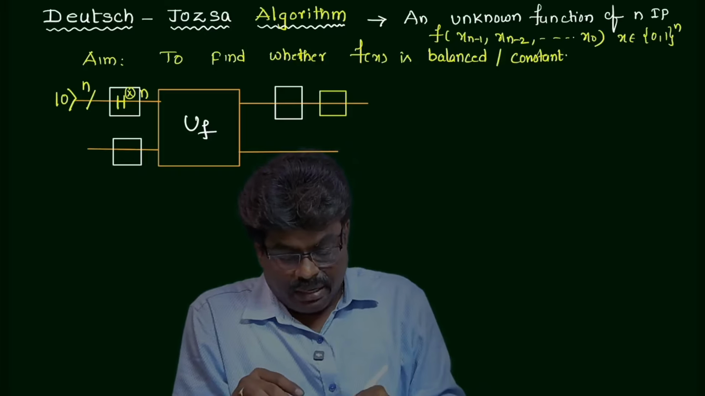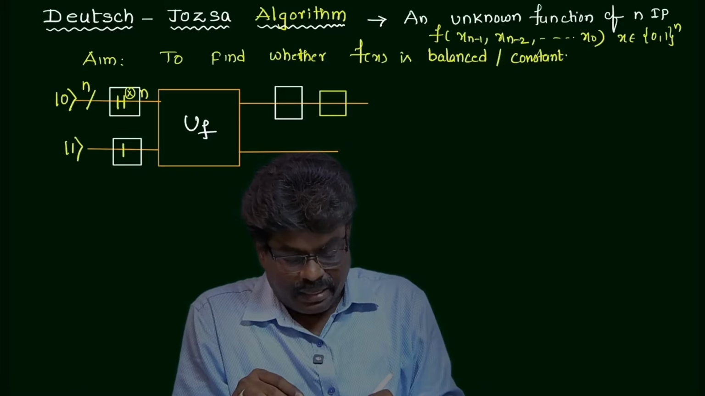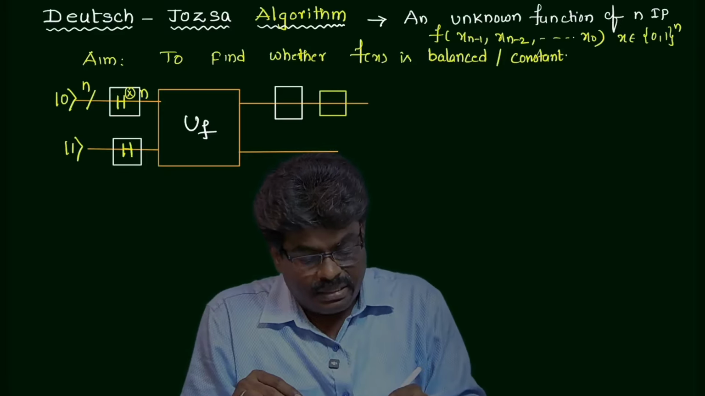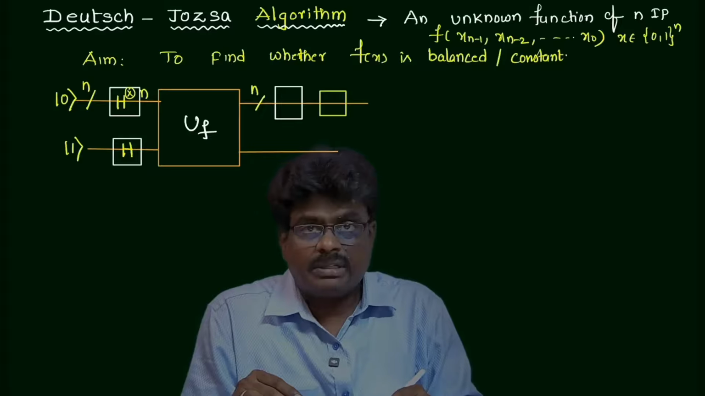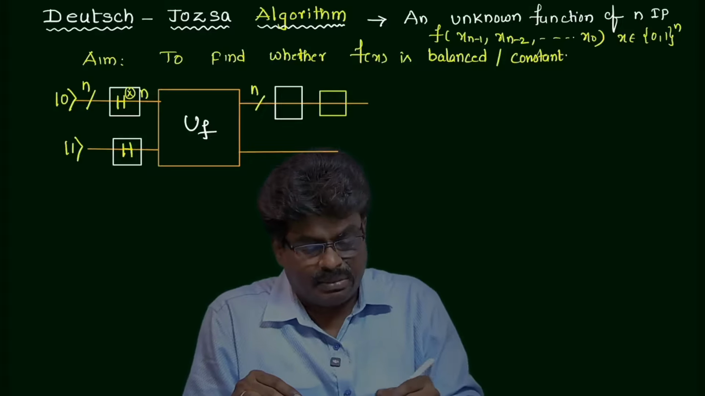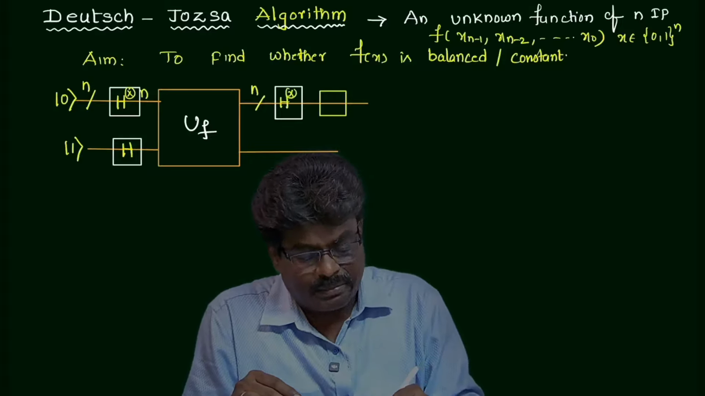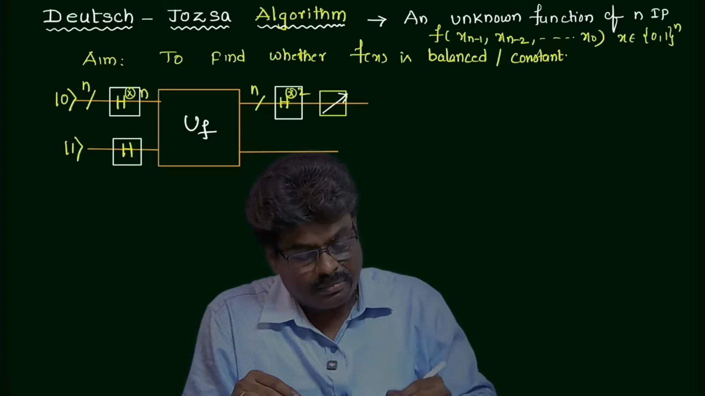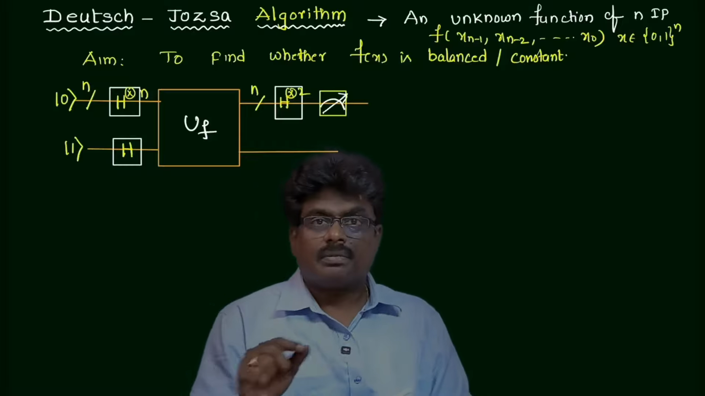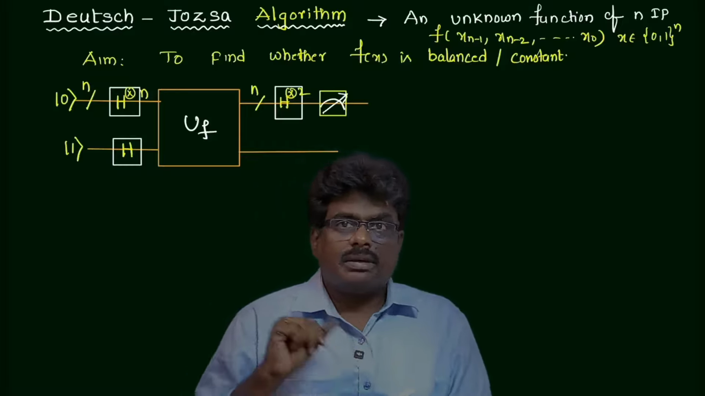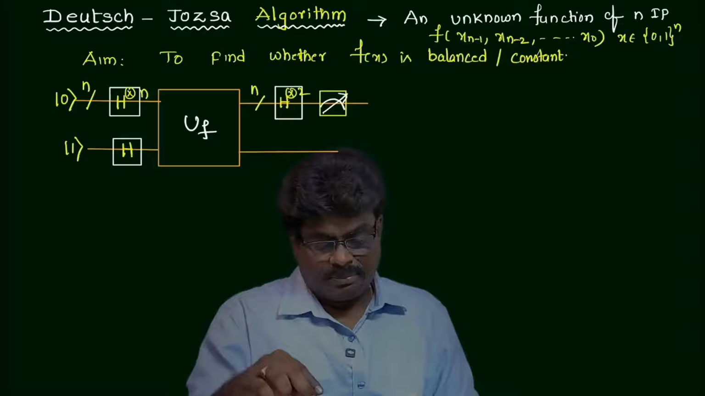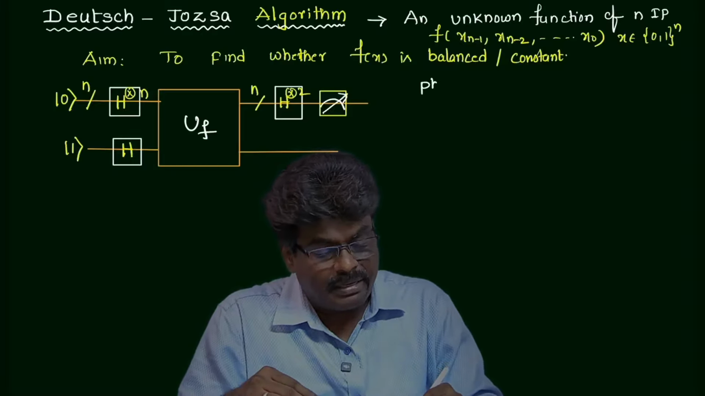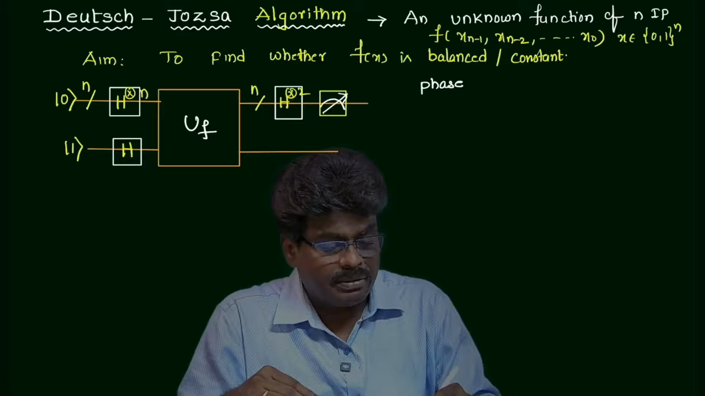right? So here I'm taking this one. So again here Hadamard operation, and after this here again I'm taking the same notation. That means n number of times it is operating something like this. And after that we have measurement like this, right? So this is the quantum circuit. Now let us start. And this is based on the phase kickback. Let me take that also.